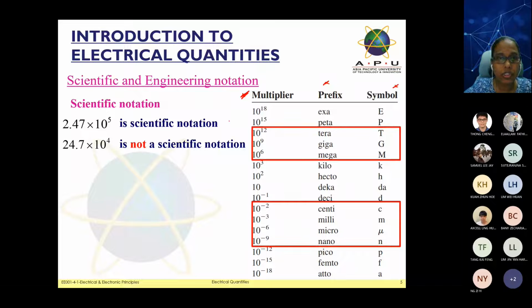I just go on with the famous ones, the ones we always go through. Have a look at 10 power of 12, 10 power of 9, 10 power of 6. At the same time, have a look at 10 minus 2, 10 minus 3, 10 minus 6, 10 minus 9. Now have a look at the prefix here. For example, when they highlight 10 power of 12, it means tera. Power of 9 means giga. Power of 6 means mega.